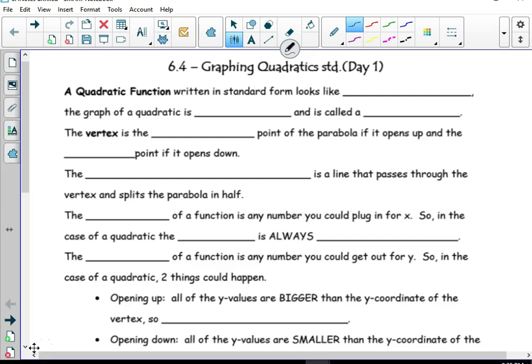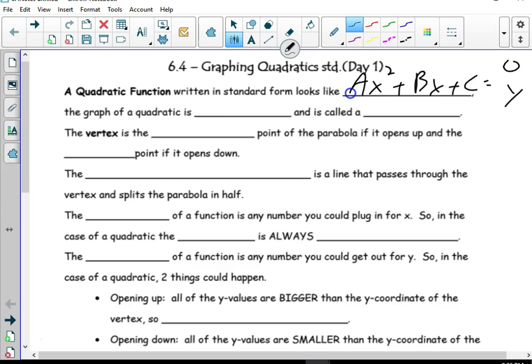Filling in the blanks here with notes. A quadratic function written in standard form looks like this: ax squared plus bx plus c equals, and it can be 0 or y. Sometimes you'll see it equal to 0, sometimes you'll see it equal to y, whatever. That's the general form. Notice it looks very similar to standard form of a line, which was ax plus by equals c on the other side. I mean, ax plus by equals c, no squared.